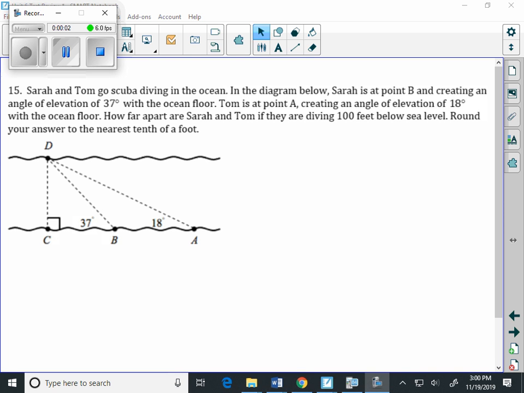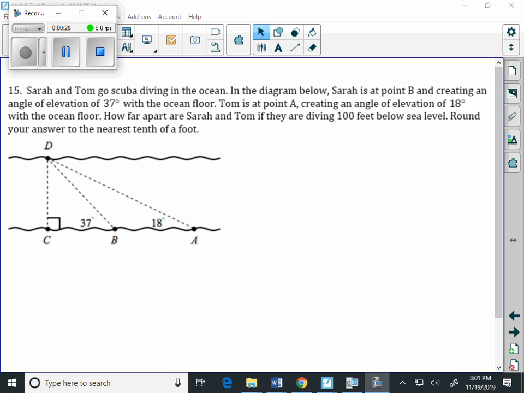Sarah and Tom go scuba diving in the ocean. In the diagram below, Sarah is at point B and creating an angle of elevation of 37 degrees with the ocean floor. Tom is at point A, creating an angle of elevation of 18 degrees with the ocean floor. How far apart are Sarah and Tom if they are diving 100 feet below sea level? Round your answer to the nearest tenth of a foot.